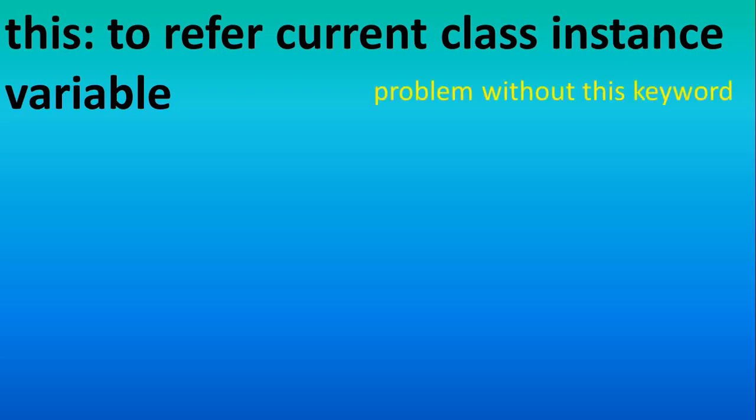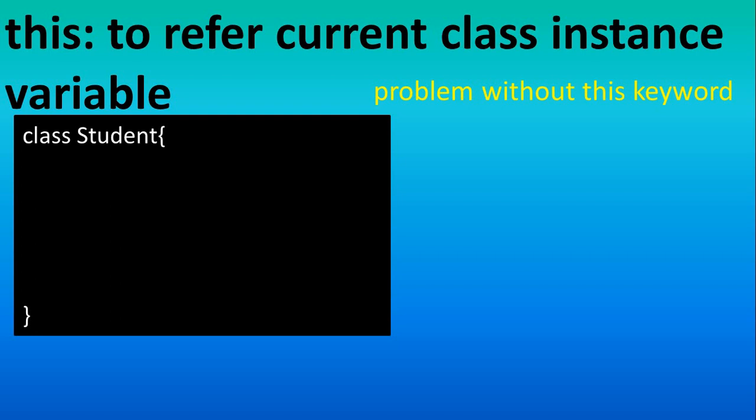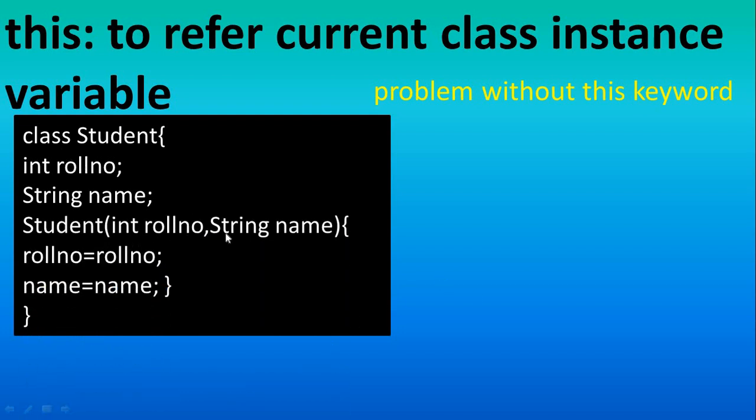First we will discuss the problem without using the this keyword, so that you will see the importance of this keyword. For example, if you are taking the class Student, it has two instance variables, roll number and name. Now we take a constructor having parameters roll number and name. You observe the instance variables and the parameters of the constructor are the same, and you initialize with them.